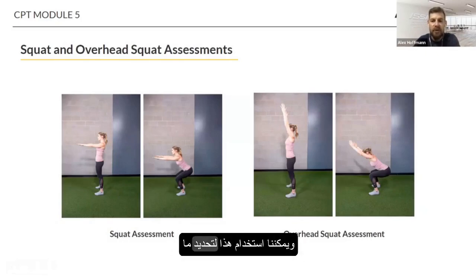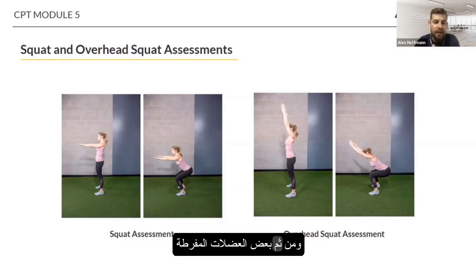And we can use this to determine if certain muscles are overactive, which means that they're tight or shortened, and if other muscles are underactive. So for example, right here, if we're looking at this squat and the client's feet start to turn out, that could indicate that possible weak muscles during this would be the muscles of the calf, muscles of the hamstring, and then muscles of the inner thigh as well.